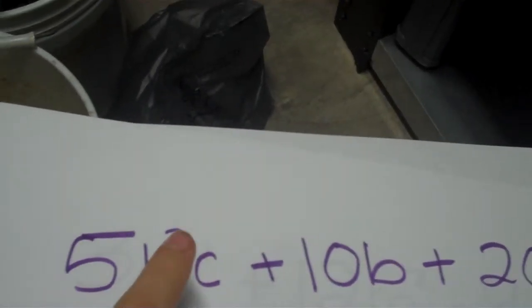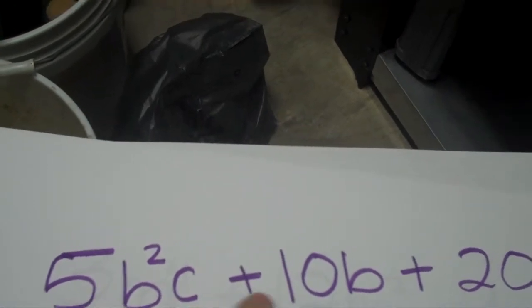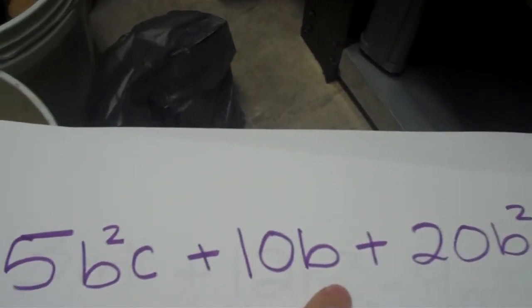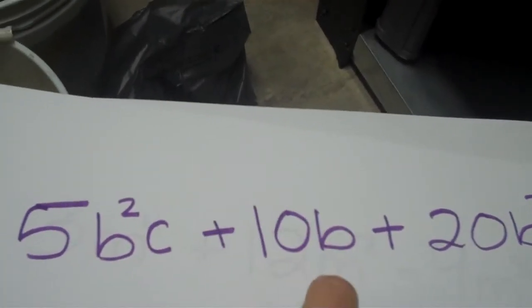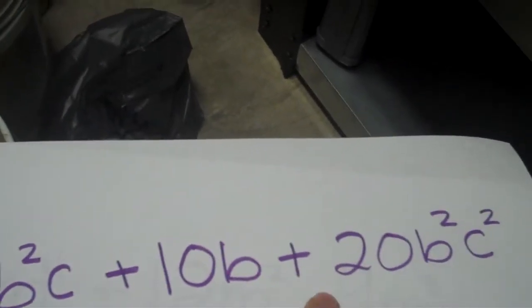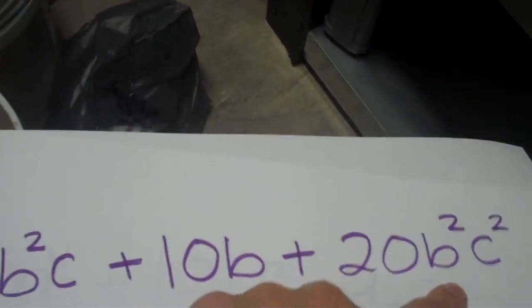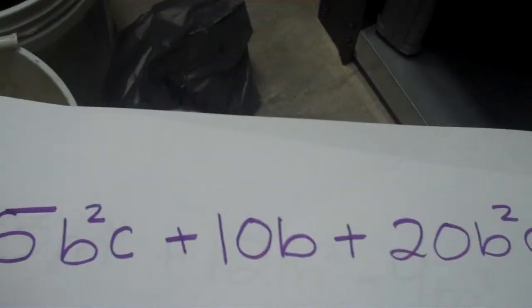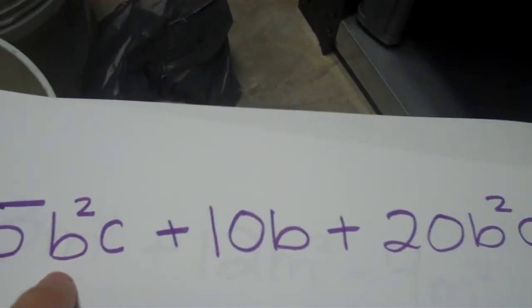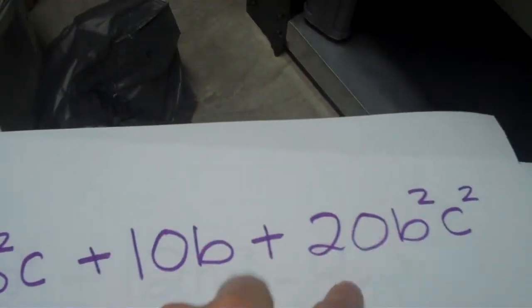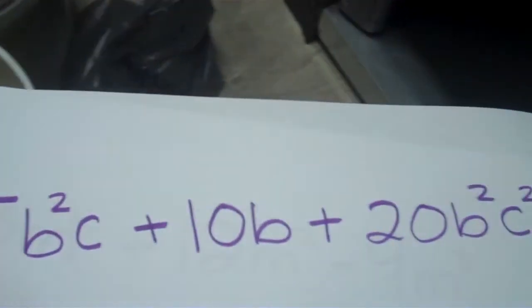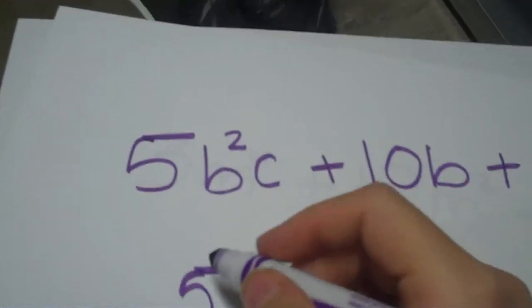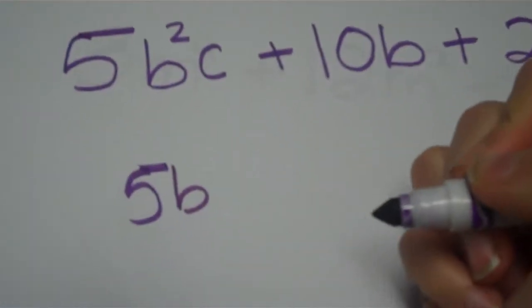But we're also going to look at the letters. So here there is 2 b's and a c. Here there's 1 b but no c. So we know that c is not a common factor. And then 20, there's 2 b's and 2 c's. So every single term at least has 1 b. There's at least 1 here, there's 1 here, and there's at least 1 here. So we're going to take out the b as well. So we took out the 5, and we're taking out 1b. Okay?